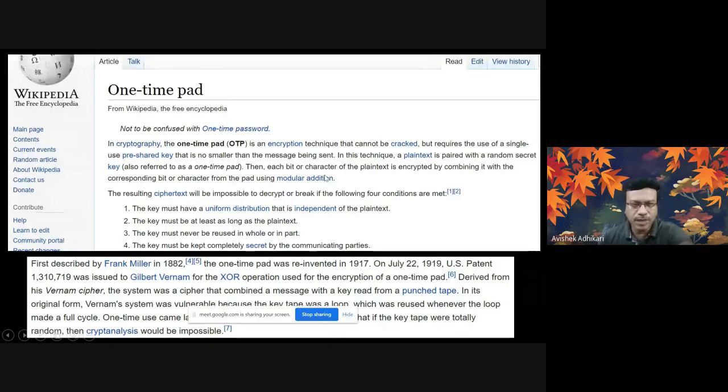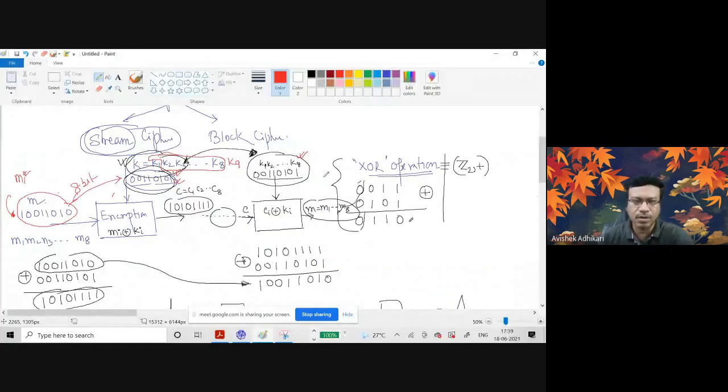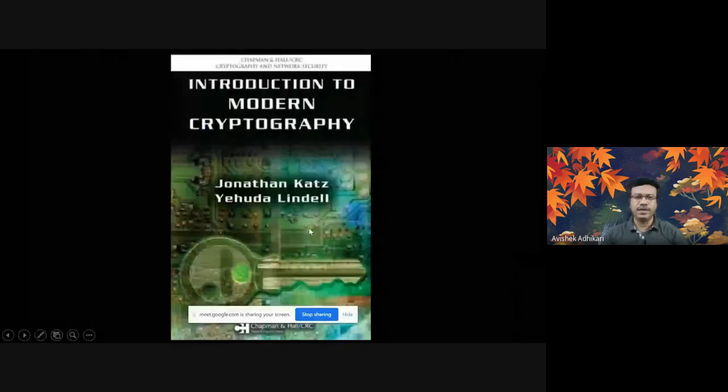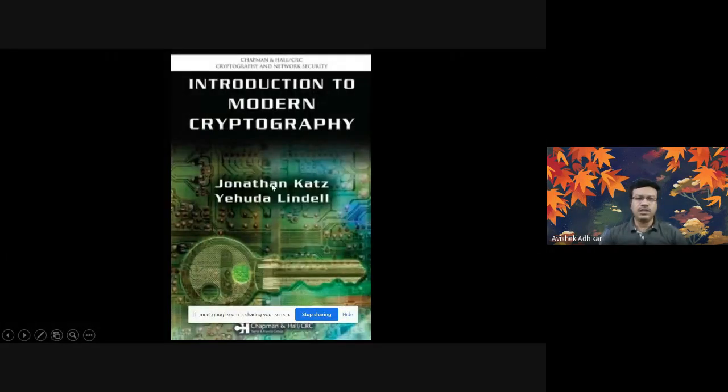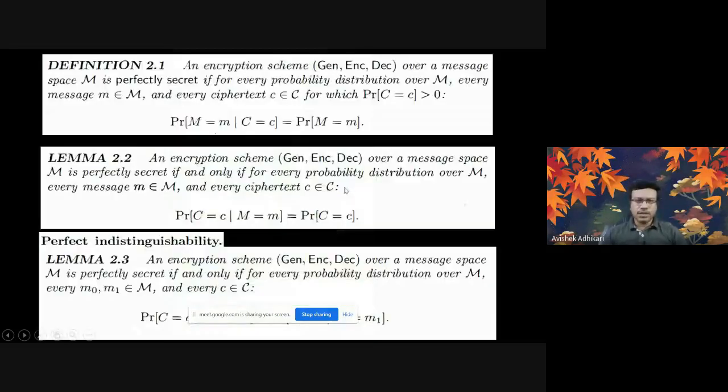So what do you mean by perfectly secret? Okay, let's have a look at this idea. For this part, I'm going to use Jonathan Katz and Lindell's book. Please have a look at chapter 2 of that book, and this part is taken from their book. First let us have a look at the definition of perfectly secret.